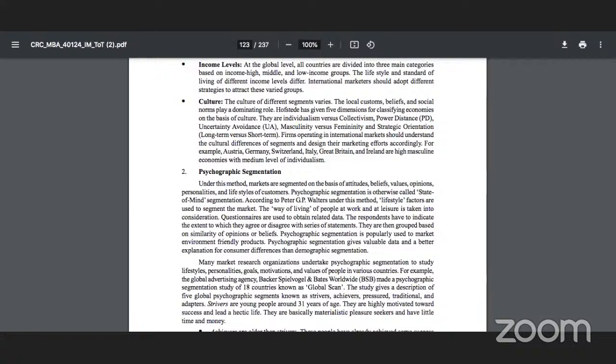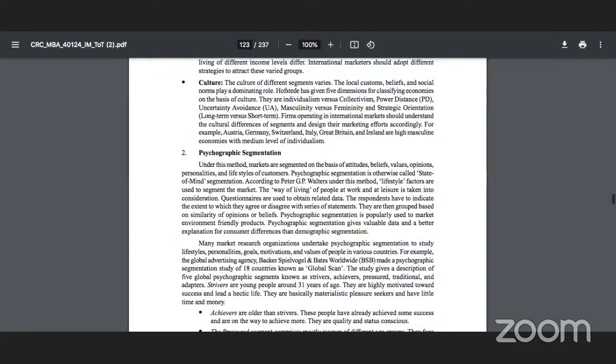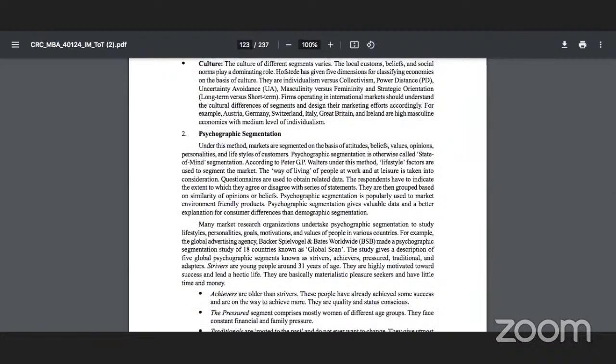So, firms operating in international markets should understand the cultural differences of segments. For example, if we were to look at countries like Austria, Germany, Switzerland, Italy, Great Britain, and Ireland, they're highly masculine economies with medium level of individualism. Whereas if you were to see a country like the US or UK, you would say that it is more of a mixed economy with both male and female having an equal role to play. The medium level of individualism has now changed to a higher level of individualism. So that is what we are talking about: individualism versus collectivism.